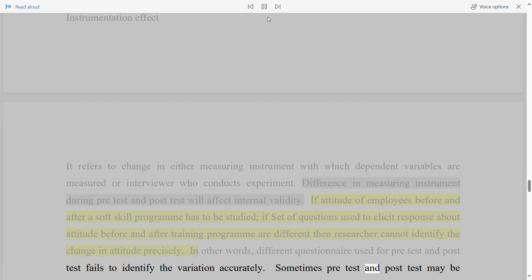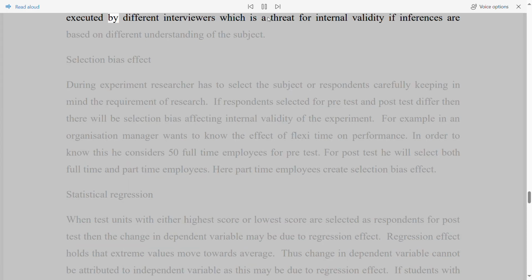Sometimes pre-test and post-test may be executed by different interviewers, which is a threat for internal validity if inferences are based on different understanding of the subject.